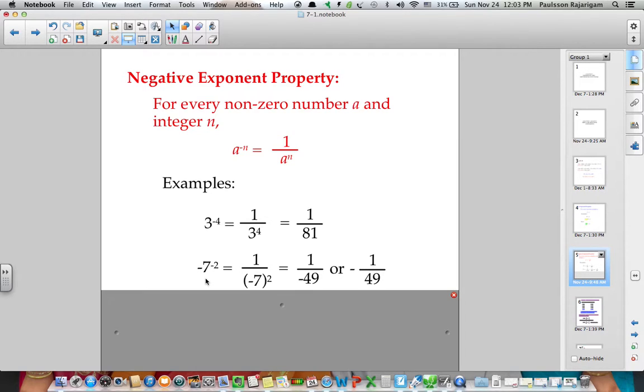So if you have negative 7 raised to the power of negative 2, that's the same as 1 over negative 7 raised to the power of 2. Notice that only the value of the exponent changes to its opposite, not the sign of the base itself. That equals 1 over negative 49, which can also be written as negative 1 over 49.